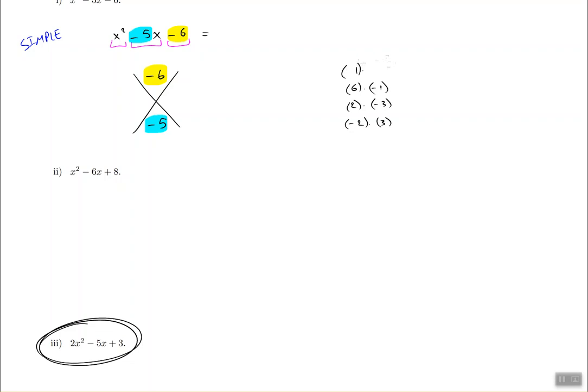So let me modify this a little bit. Let me make it +1 and -6. And that's actually the pair that's going to work. When you add 1 and -6 together, you will end up with the same -5 that we're looking for. So I'm going to write down my solutions, +1 and -6, into the diagram.